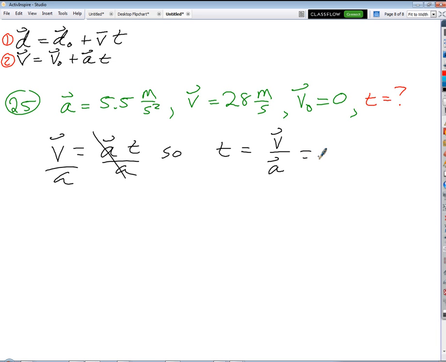So V is 28, A is 5.5, and that's roughly equal to, I just remember that from last period, so it's 5.1 seconds. Okay, rounded to two places. Make sense? Okay, questions?